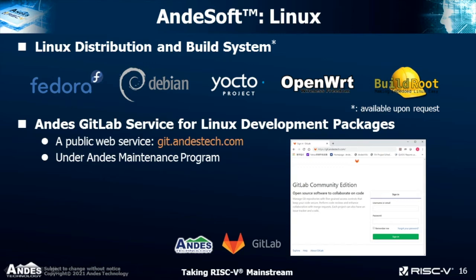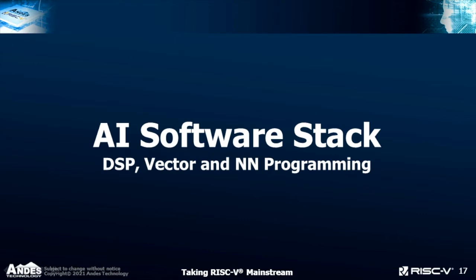For the Linux distributions and build systems, Andes has verified Fedora, Debian, Yocto, OpenWrt, and Buildroot. There's also an Andes lab service for customers under the maintenance program. Our customers can fetch the source code, integrate with CI infrastructure, and develop Linux software based on the Git service. In the following section, we will introduce DSP, Vector, and programming with a couple of model use cases.